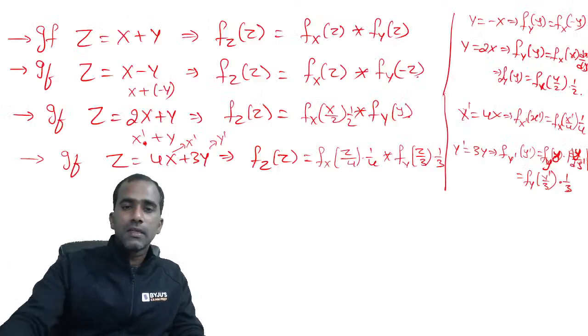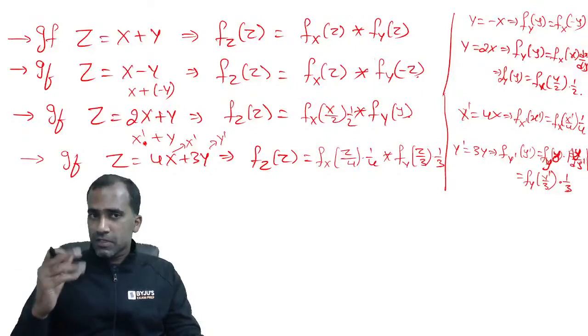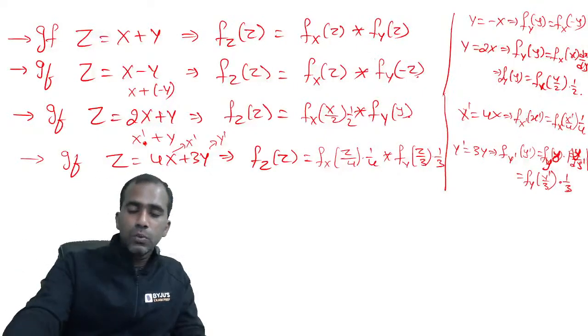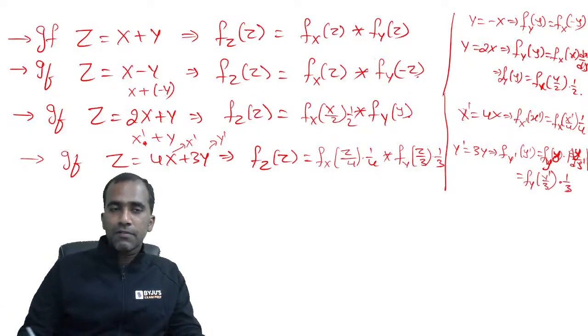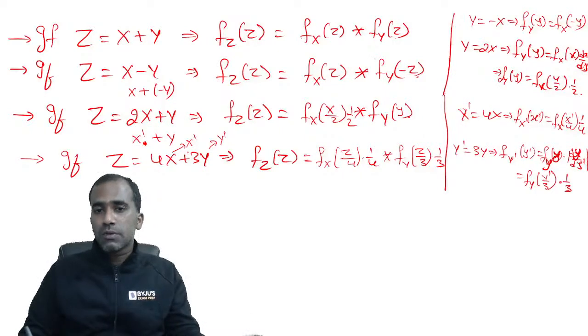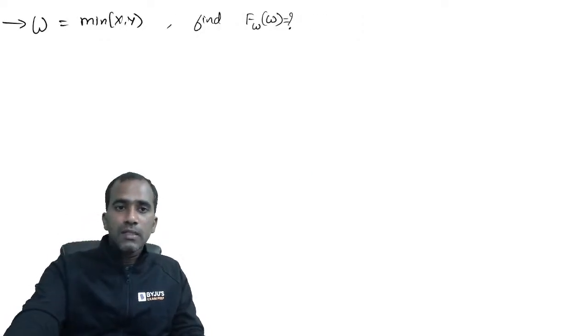So I've discussed how to solve problems of this model. Two independent random variables are given, their individual PDFs are given, and if they form a new random variable z in any of these forms, you can solve the question using the convolution relation. Right, one more model of problem, this model and one more model.